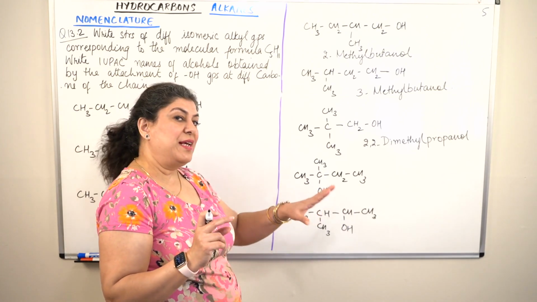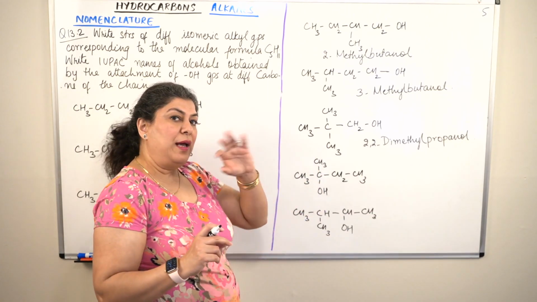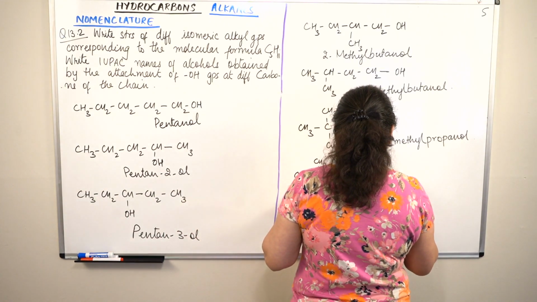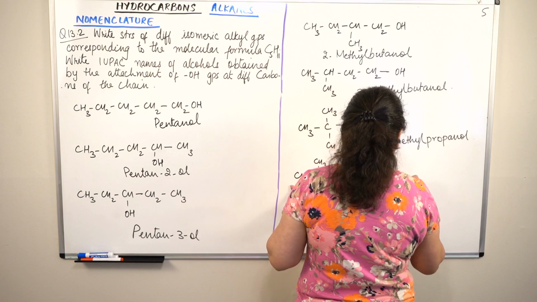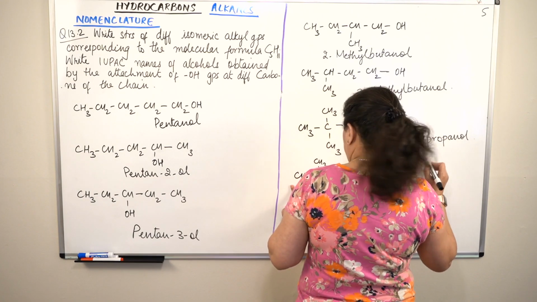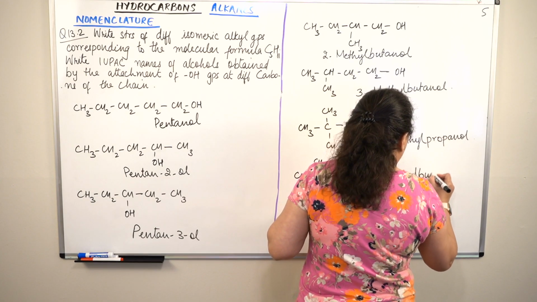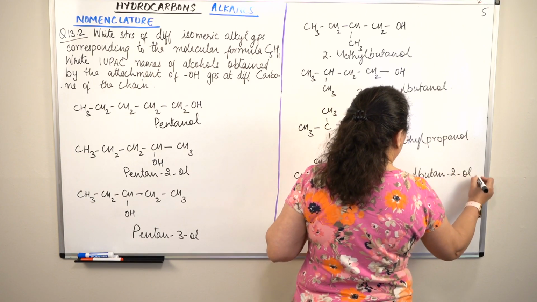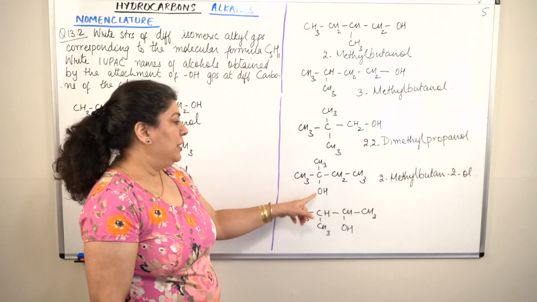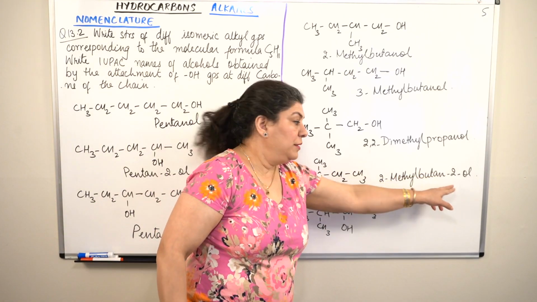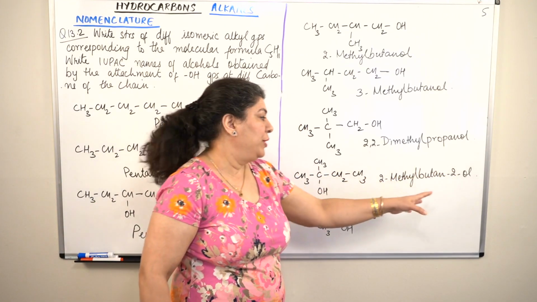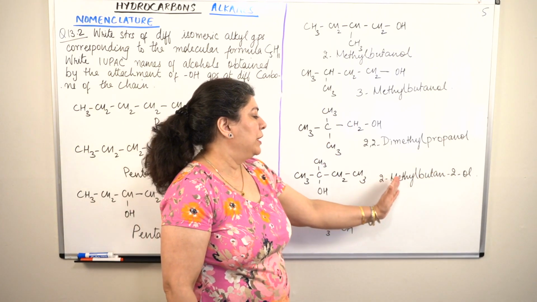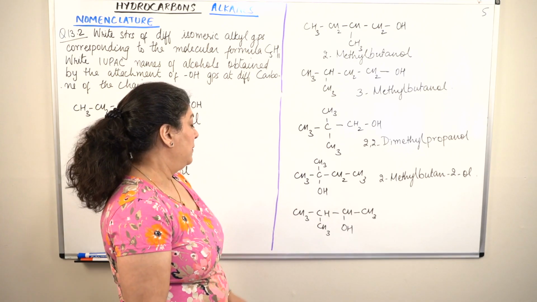So alcohol is written as a suffix. As the prefix we are going to write the methyl. So we'll write 2-methyl butan-2-ol. Do you get it? The ol is also on the second carbon. Therefore, this locant tells you that the ol is on the second carbon, and this locant tells you that the methyl group is on the second carbon.